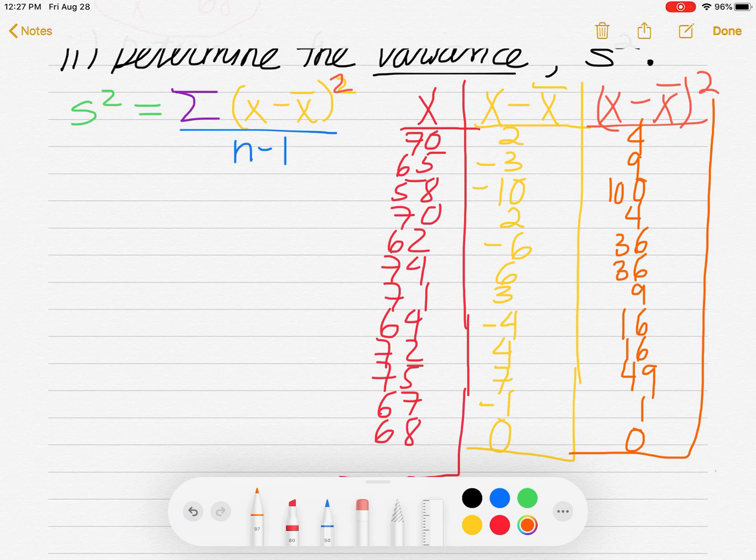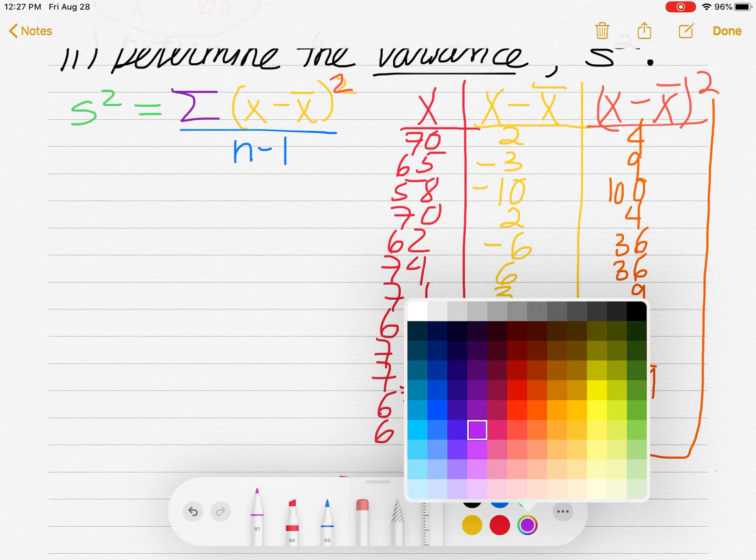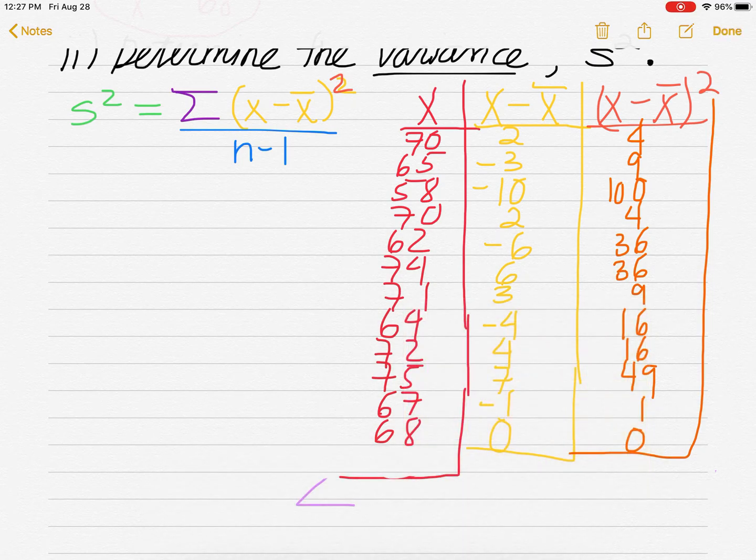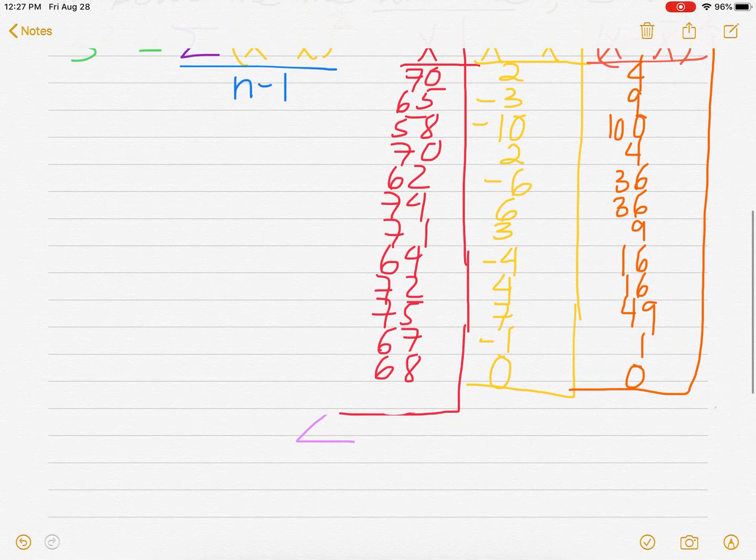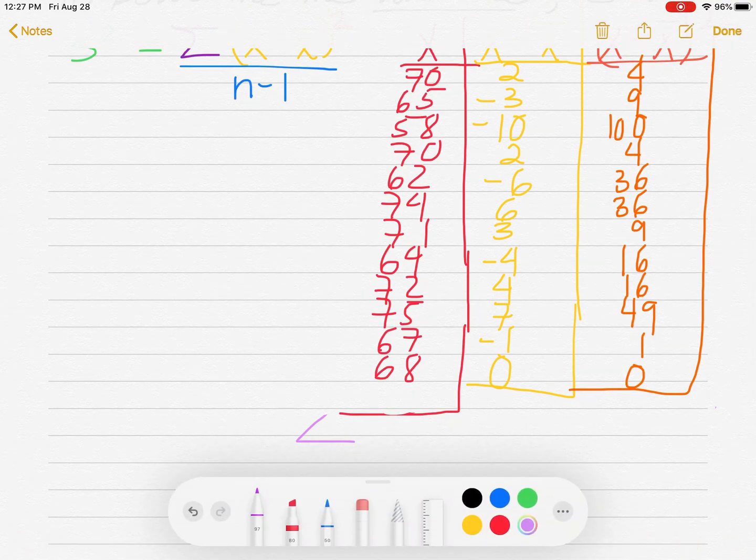So what we have to do now is the sum of those. Where's the purple? Right there. Now I'm going to do a little bit of scrolling here. Okay, I've got to add all these up. I'm going to put a purple box. This is where I'm going to do my sum. So what happens when you add those up?